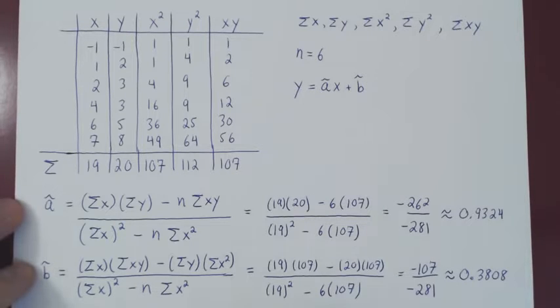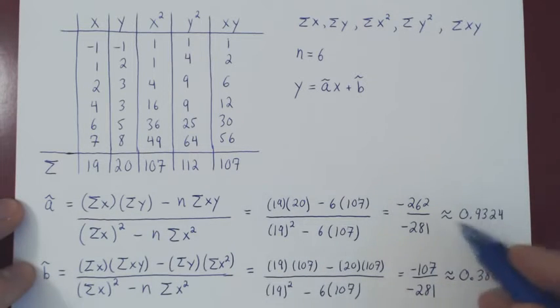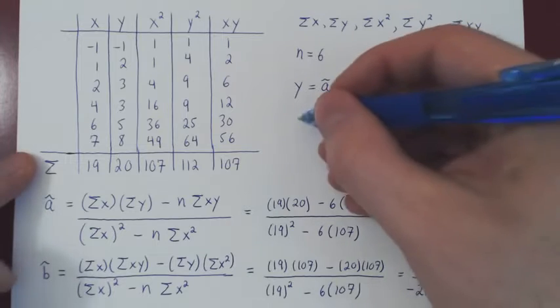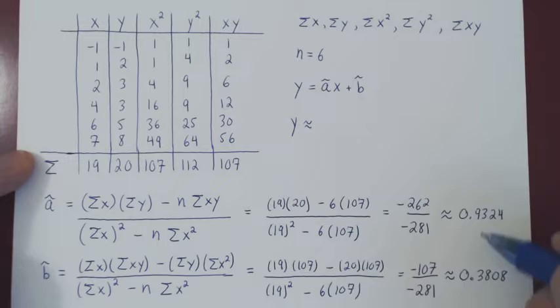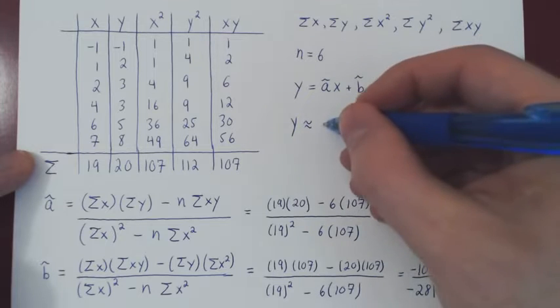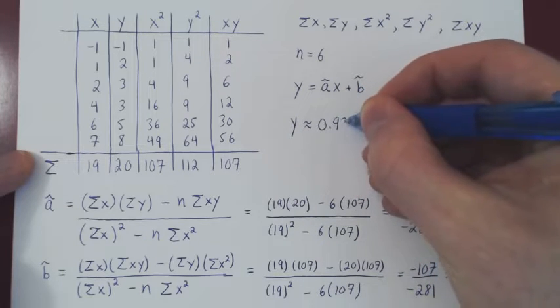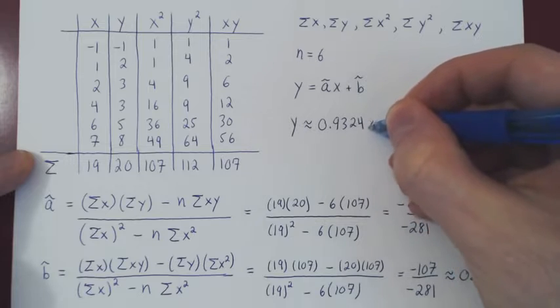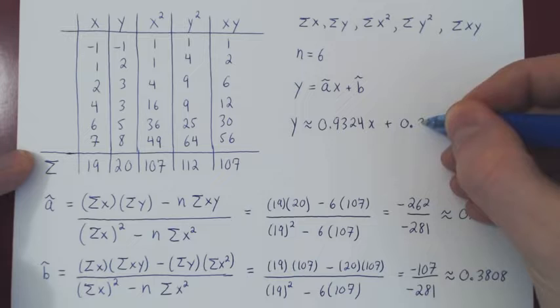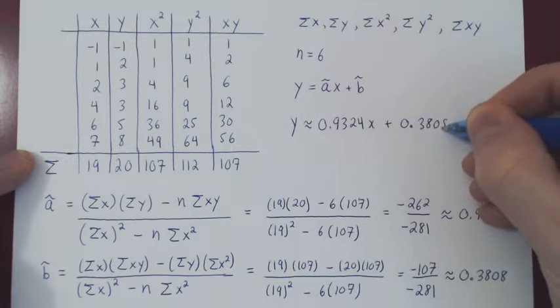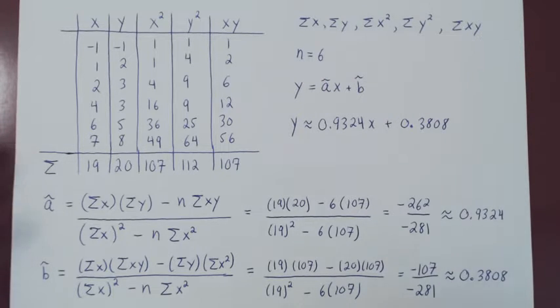So there you go. With our two formulas, we now have the equation of our line of least squares. y is approximately, as these are approximate values, a hat, so 0.9324 x plus b hat, 0.3808. So now we have the line of least squares.